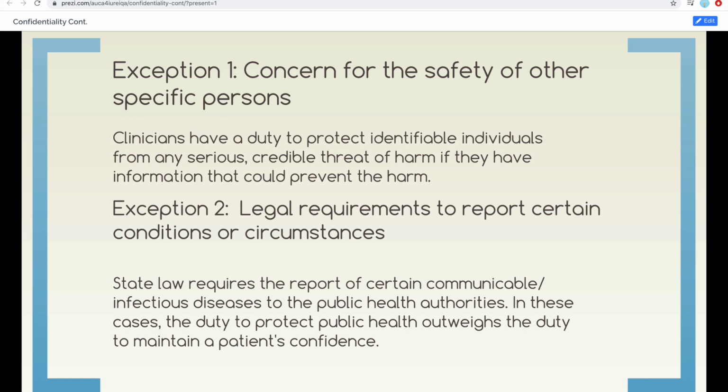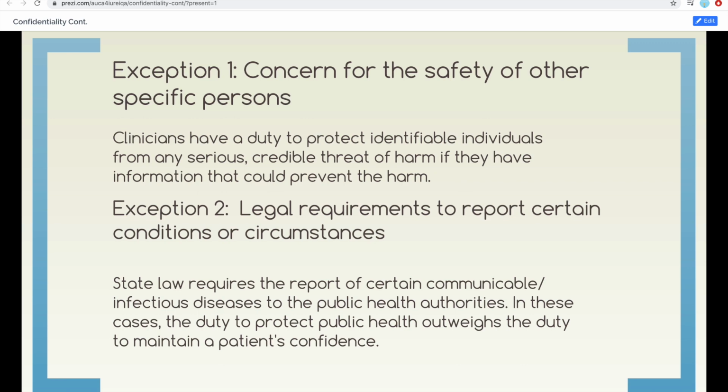Concern, when you have concern for the safety of other specific persons. You have a duty to protect individuals from any serious, credible threat of harm if you have information that could prevent this harm, right? So that is one clear-cut exception to the principle of confidentiality in medical contexts.